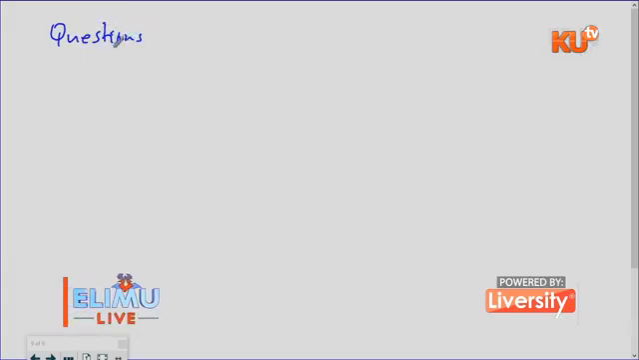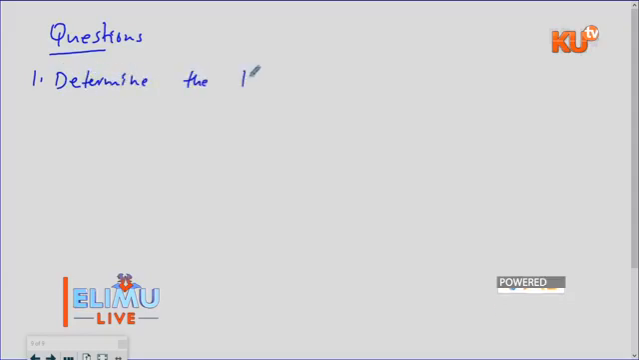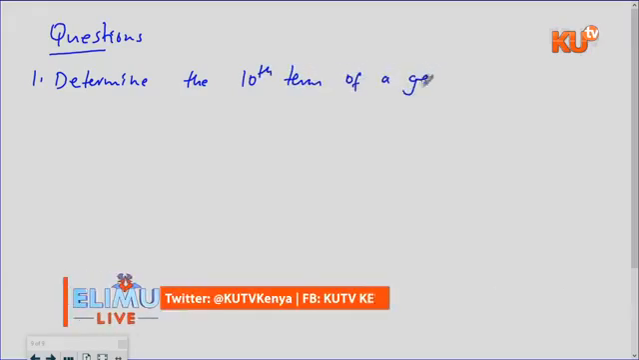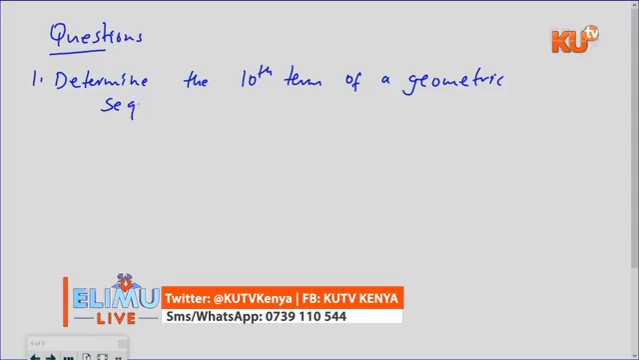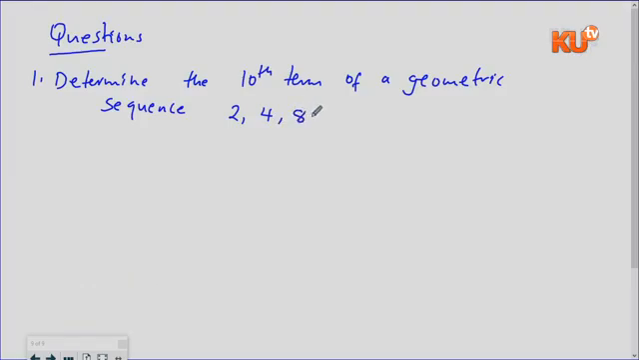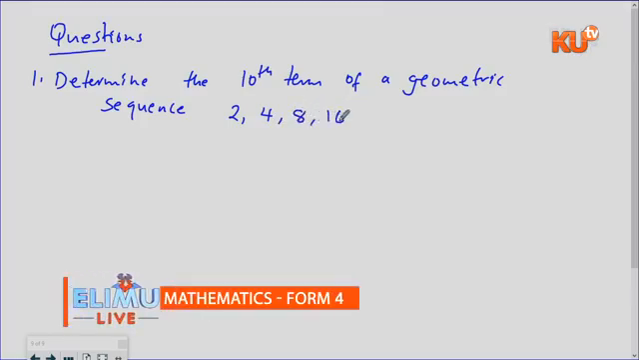And in our first case, you are told to determine, number 1, the 10th term of a geometric sequence, and the geometric sequence that we are having is 2, 4, 8, then 16. That is the geometric sequence.